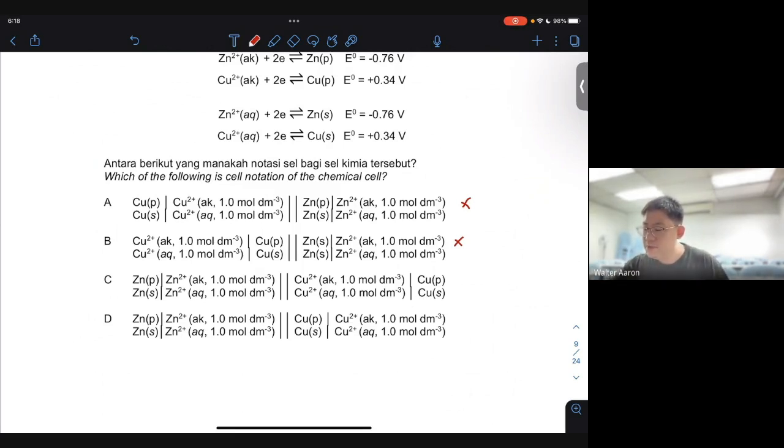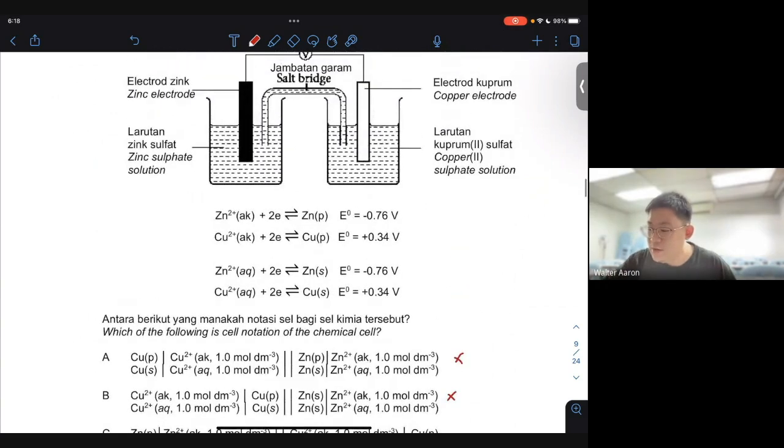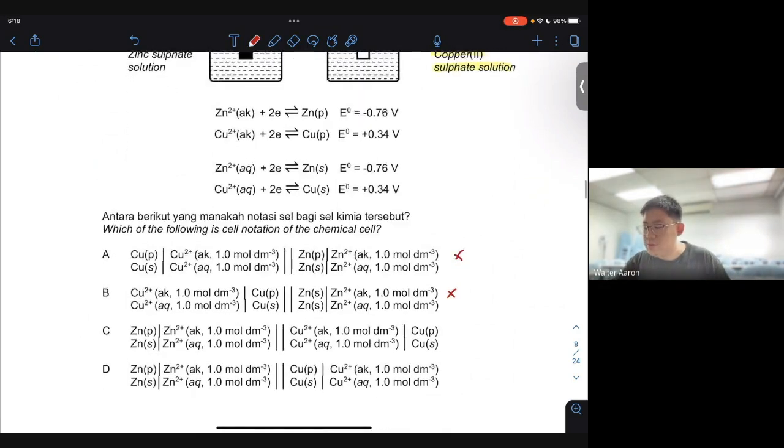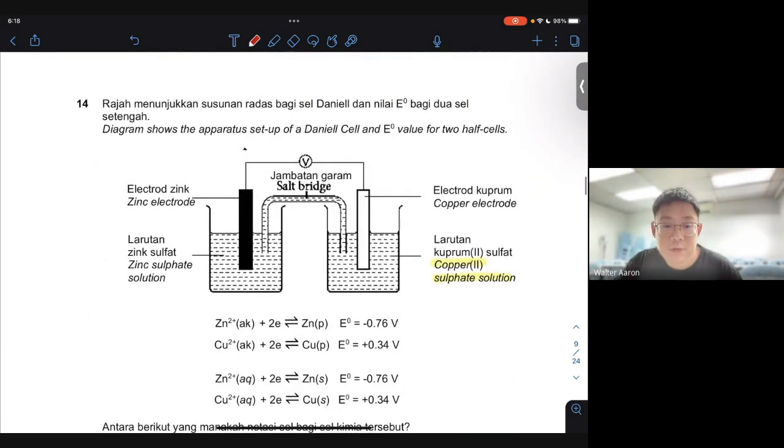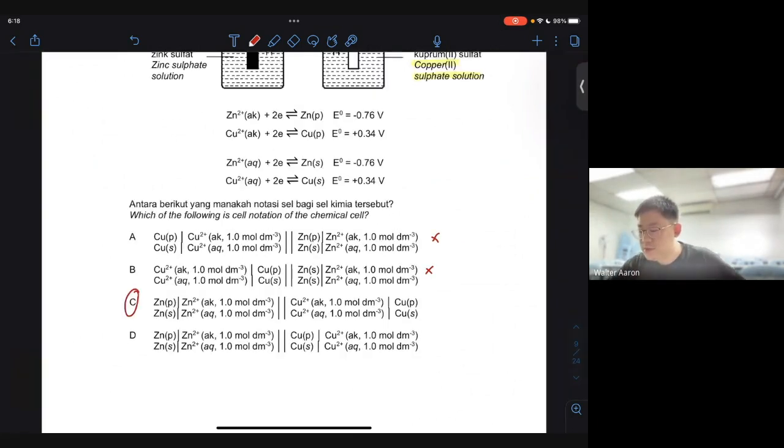And after that, you have your copper ions inside the solution. But remember that copper will accept the electrons to form the copper atoms. So the best answer to describe number 14 will technically be C, where you see that zinc solid becomes zinc ion, and copper 2 ion is turned to copper solid. So that is C.